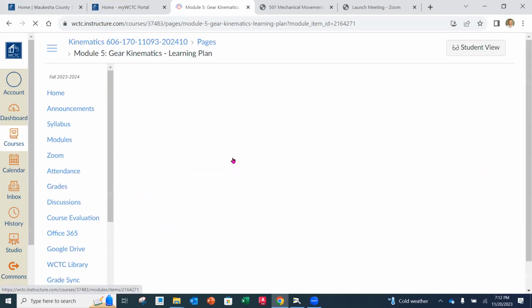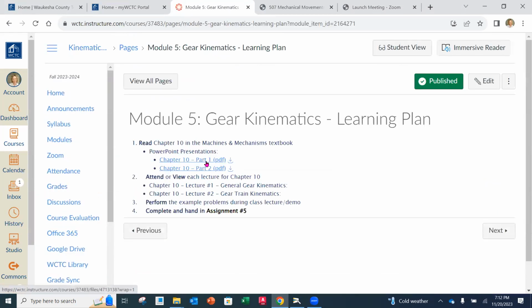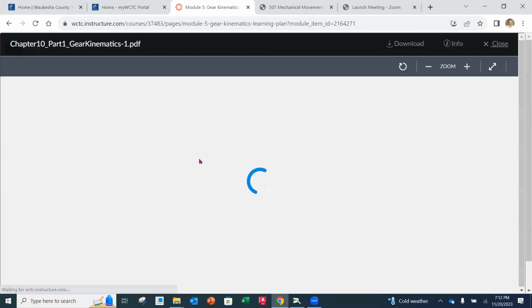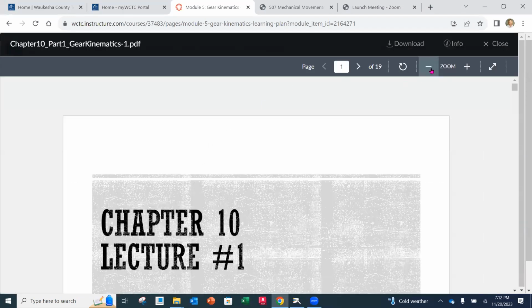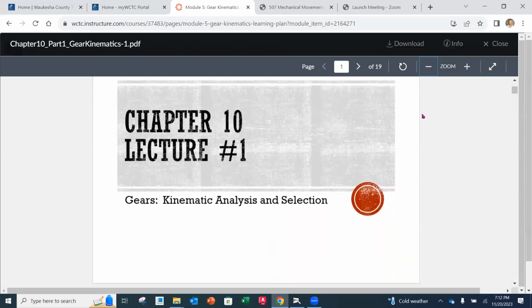So let's take a peek at the first part of our learning plan and open up the PowerPoint, which is in PDF format. If you're following along in the book, because we will be referencing sections in there, this is going to start on page 260, chapter 10 in our textbook.